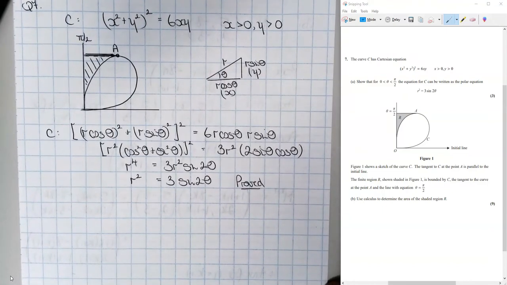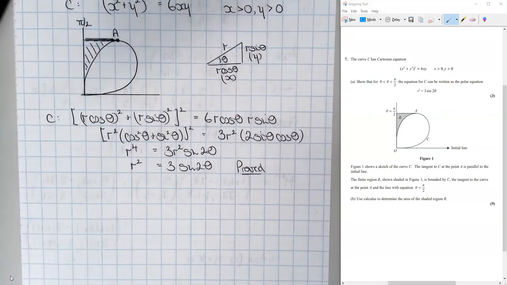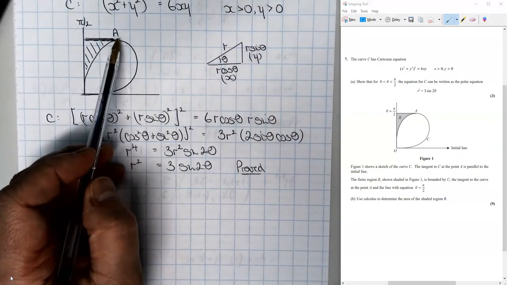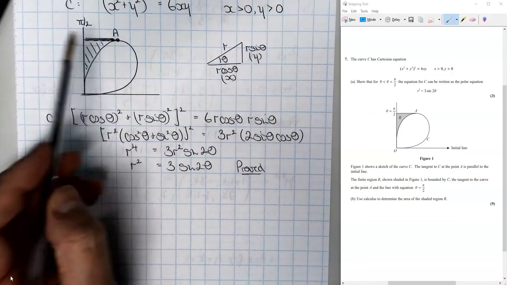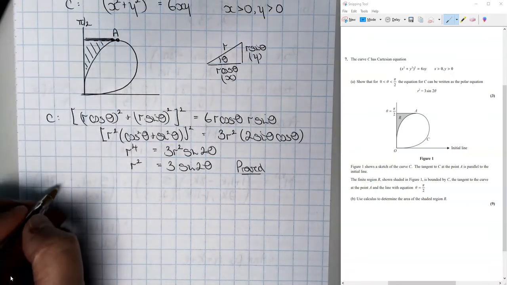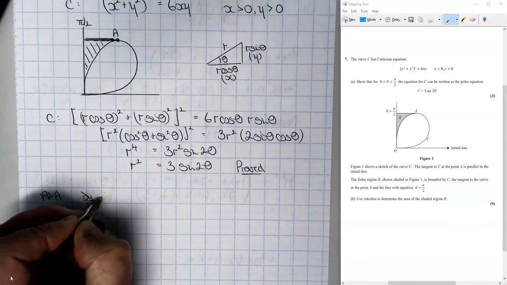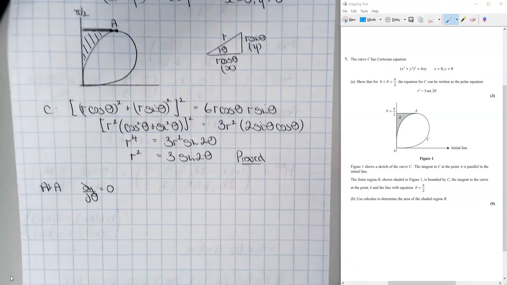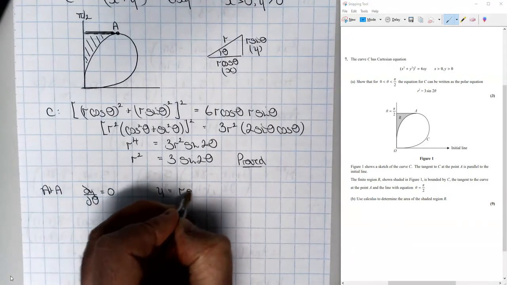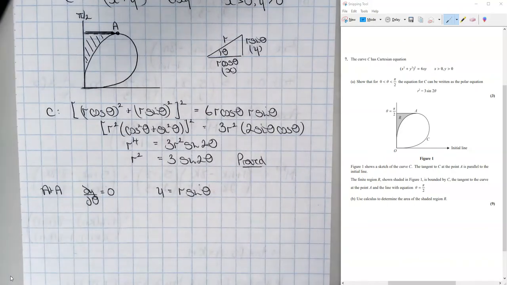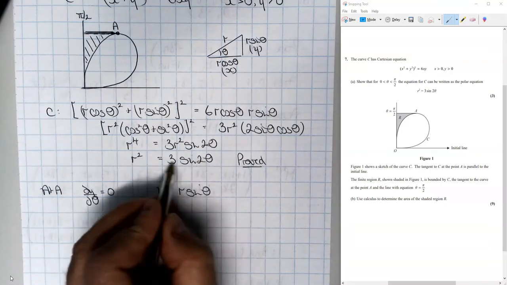Now, part B. We're trying to find the area of the shaded region. 9 marks. So at point A, as theta increases, y stops increasing, because it's a maximum point. So we know that at A, dy by d theta equals 0. And we know that y equals r sine theta, and that r is the square root of this.